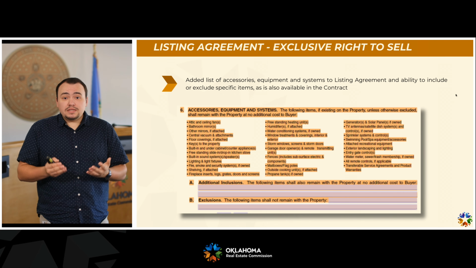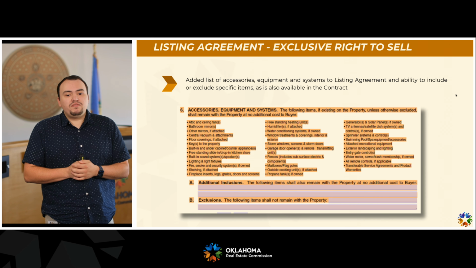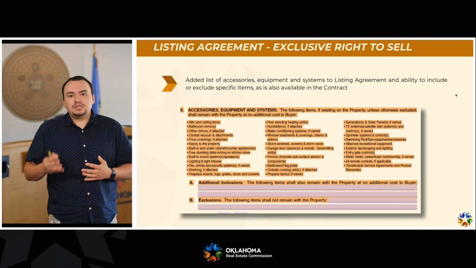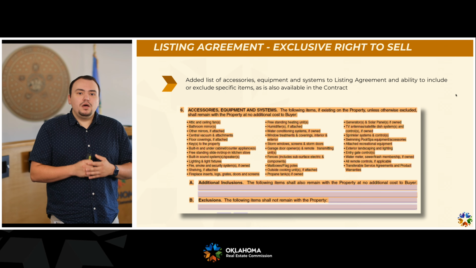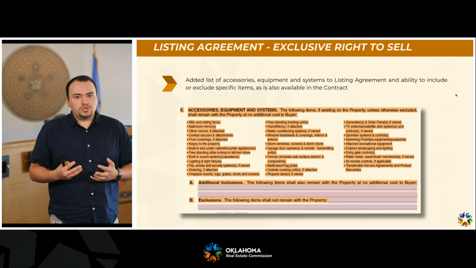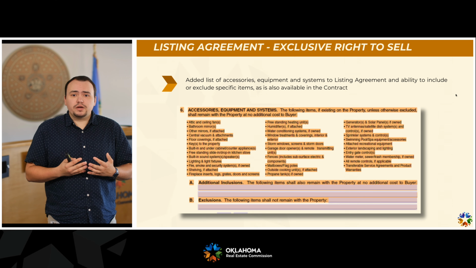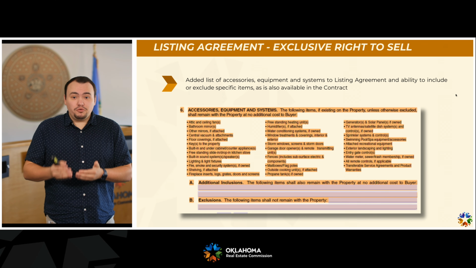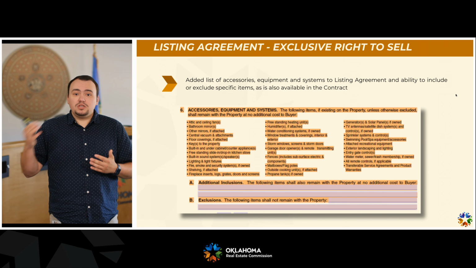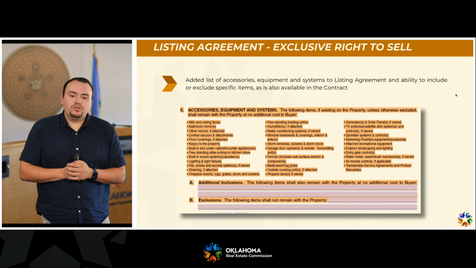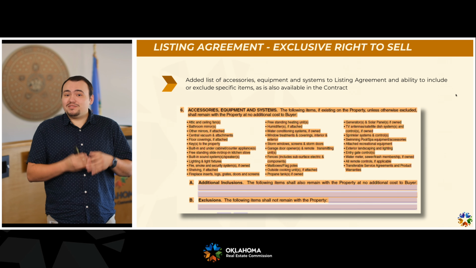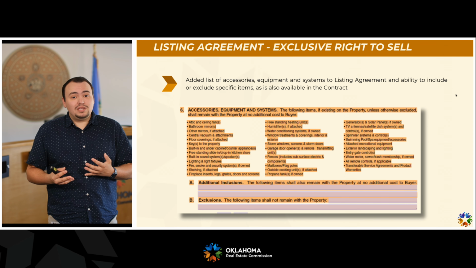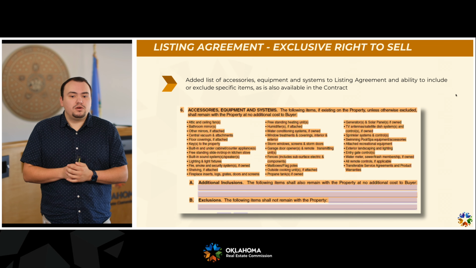Under, again, still in the listing agreement, we've added the accessories, equipment, and systems paragraph directly from the residential sale into the listing agreement, along with inclusions and exclusions. So now it's very clear to the seller what they're going to be reserving, and then you just need to make sure that that's reflected as well in the purchase contract. So now they understand what's going to be conveyed, and if they need to exclude anything or include anything in that contract, they can do so right there on the listing agreement.